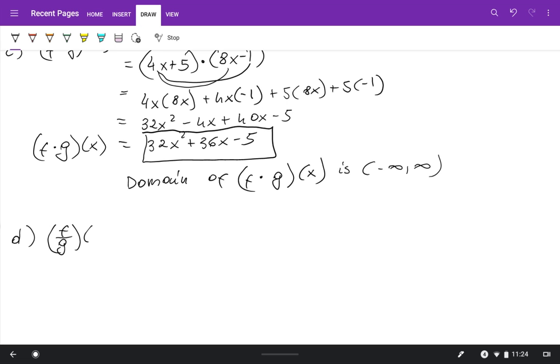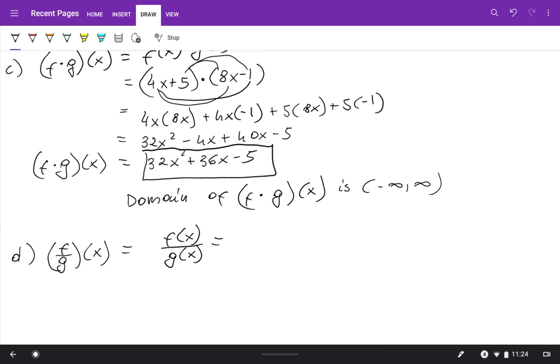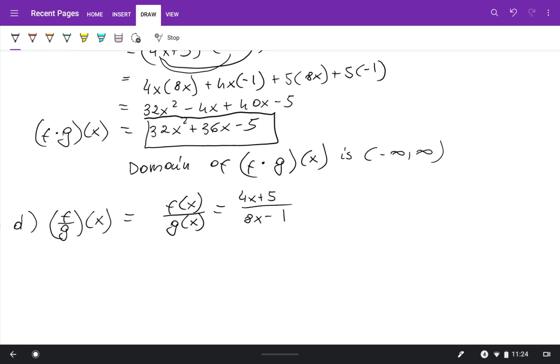And the last part, which is D, I'm assuming that they ask you for f over g of x, which is the quotient. So you want to rewrite that as function f divided by function g. So we're going to copy the equation of function f, which is 4x plus 5, copy the equation of function g, which is 8x minus 1. And here, that's your answer.